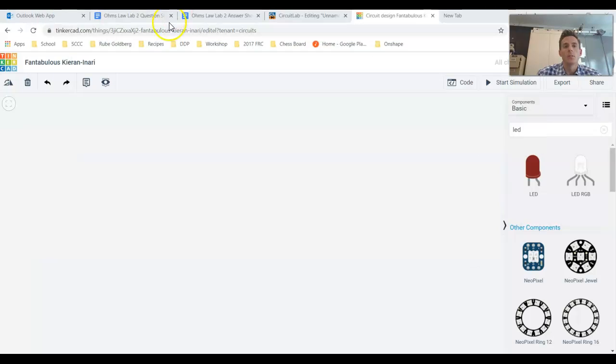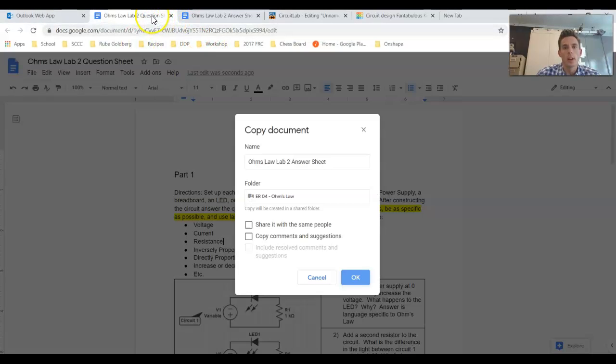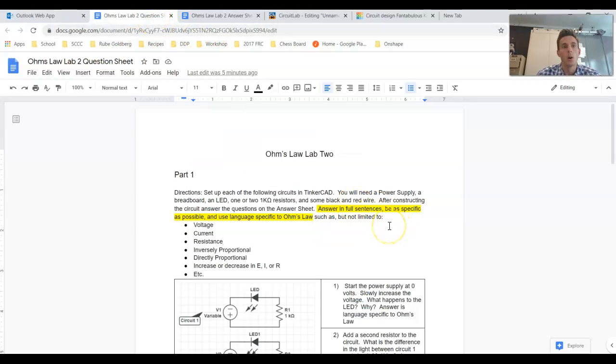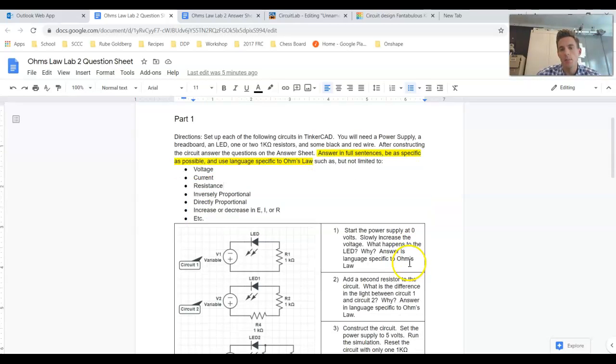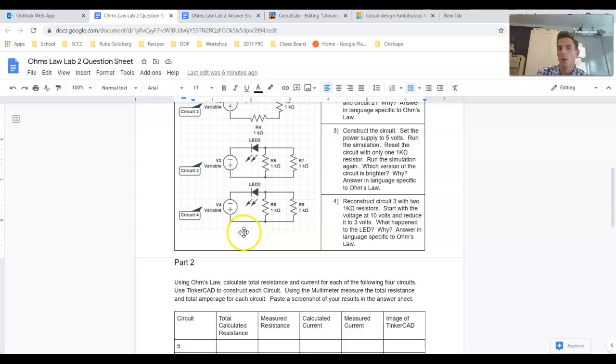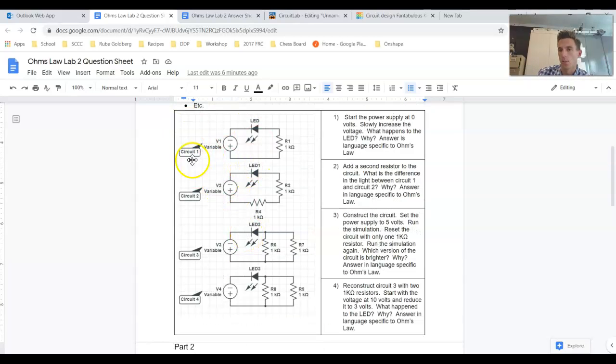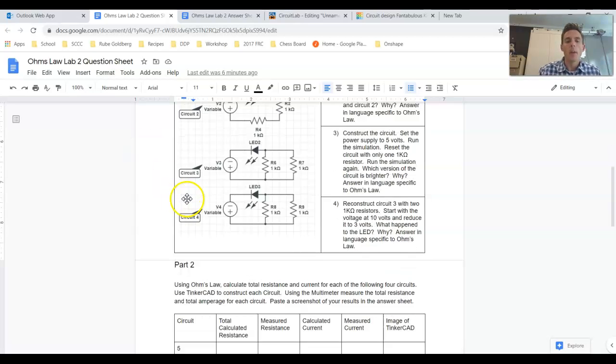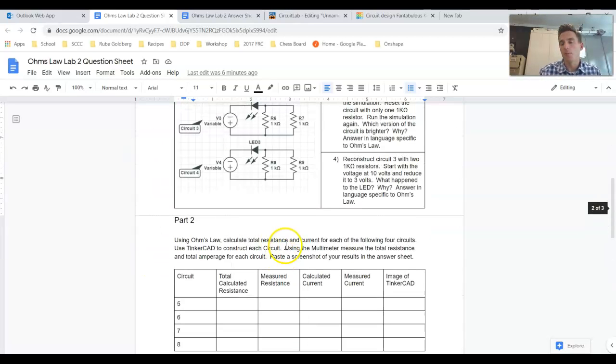Ohm's Law Lab 2. That's not the right one, though. Here we go. Ohm's Law Lab 2. So, this is our question sheet. I'm going to first walk you through how to set up and start all of the ones at the top here. I'm just going to do the first one, but that'll help set you up as you move on. Then I have two examples for part two as well that I can show you also.